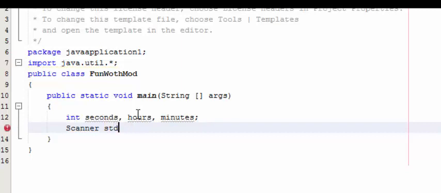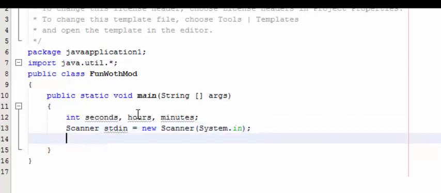Whoops. Oh, I can't spell today. And since we're instantiating a new object, you always need the word new in Java, and then say Scanner one more time, but you need to spell that correctly, and then in parentheses System.in. So we're setting up the input stream.